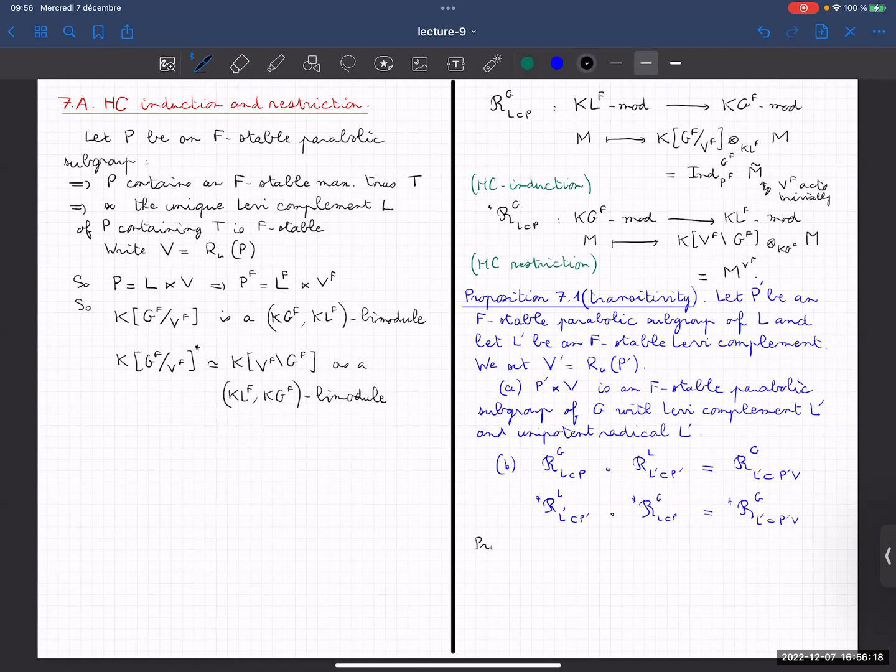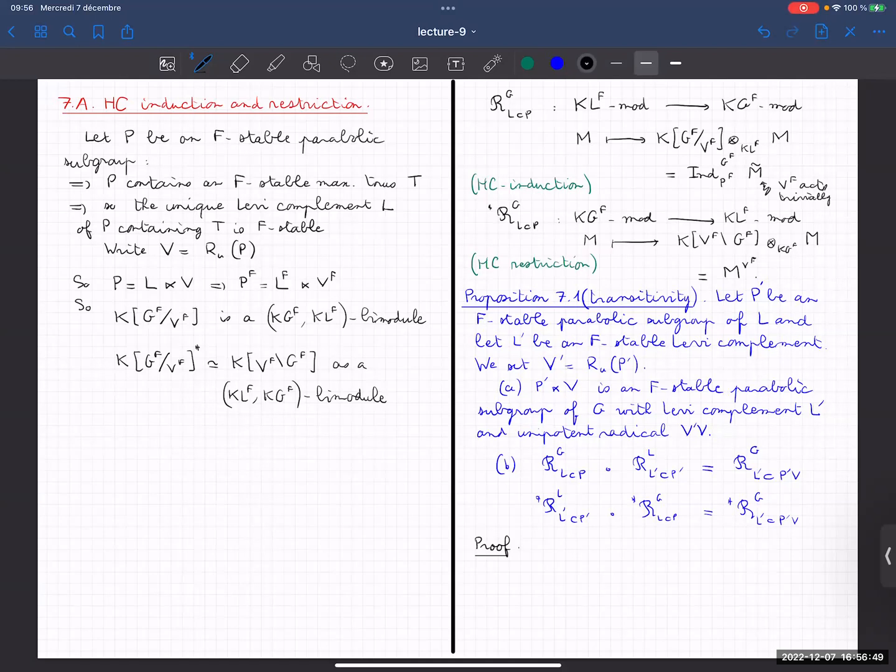I think for part A, there is a typo in the phrase. The unipotent radical should be... unipotent, okay. The unipotent radical is V prime V. Yes, thanks. Yes. Well, V prime semi-direct V. Yes, thank you. And you will see immediately this typo appear in the proof, okay?